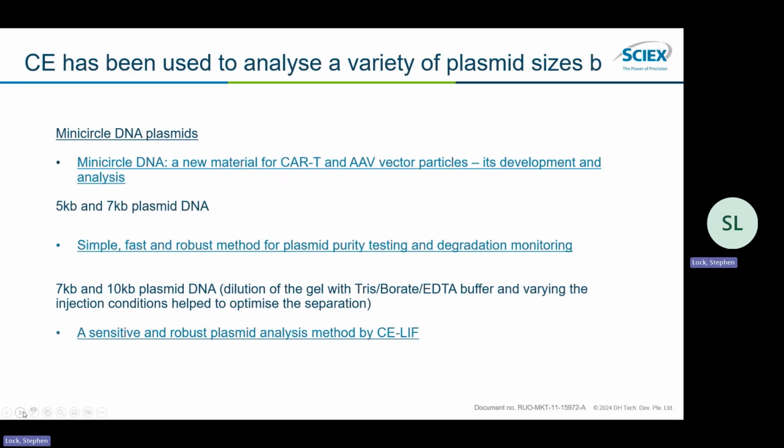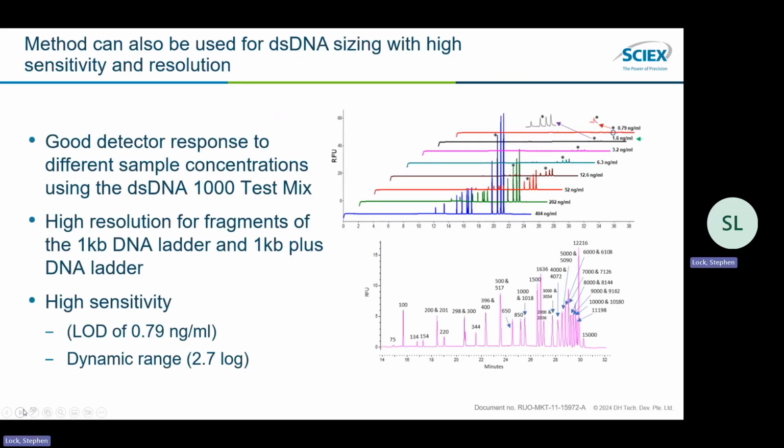and we've actually gone up to looking at much larger plasmids, including a 10 kilobase plasmid on the P800+ system. And what we do then is we basically use a double-stranded DNA gel, and we dilute it when we go to the larger plasmid lengths. We're using Tris borate EDTA buffer, or TBE buffer. And then we vary the injection conditions using electrokinetic or pressure to do the analysis. But it's really a sensitive approach for understanding your plasmid purity.